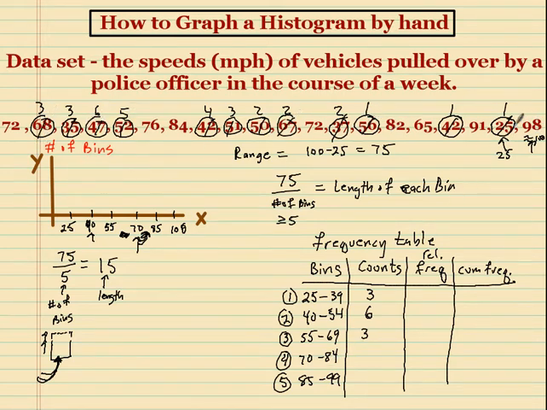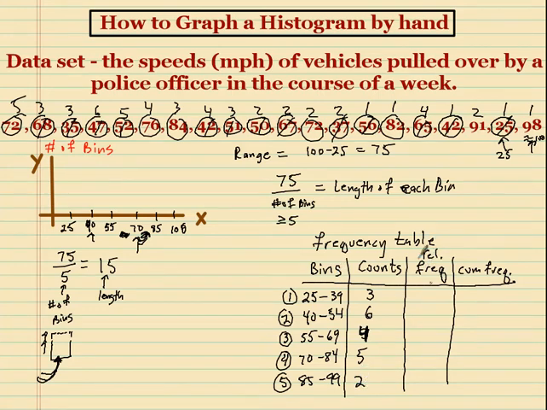70 to 84. Hope I didn't miss one here. That's 65. 70 to 84. I got 5. And the rest will be in my last bin. 1, 2, 2.